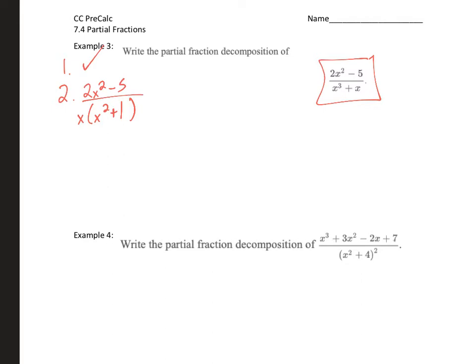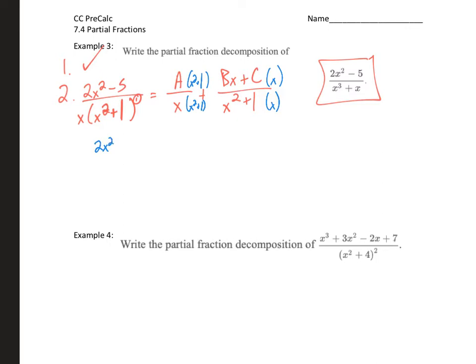Notice that this guy is quadratic, x squared plus 1. It just has an exponent of 1 though, so we don't have to worry about repeating stuff. So it's our job to write this as something over x plus something linear, bx plus c, so that's linear, like y equals mx plus b, over the quadratic guy. So common denominators means this first guy gets multiplied by x squared plus 1 over x squared plus 1. The second guy gets multiplied by x.